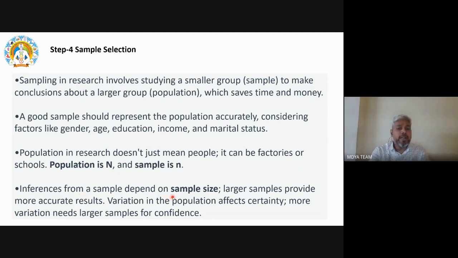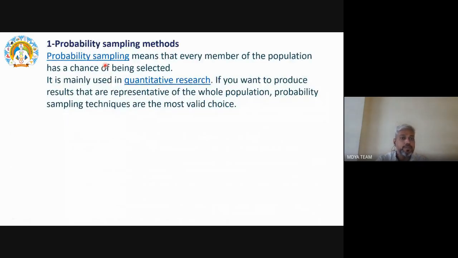Inferences from a sample depend on sample size. Larger samples provide more accurate results, right? When you take a larger sample, it provides accurate results. Variation in the population affects certainty, right? If there is a variation in a population, see, if you are going to Brazil, a country where people of different origins are living, that variation can affect the certainty, right? More variation needs larger samples for confidence. So these are the main important points of sample selection in research.